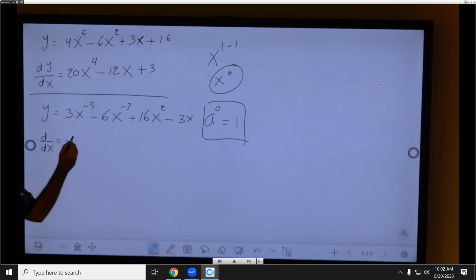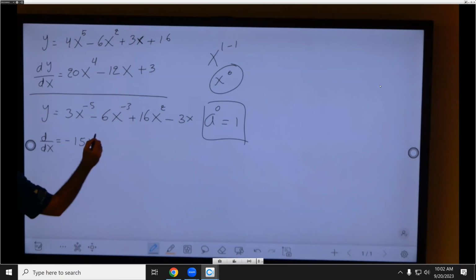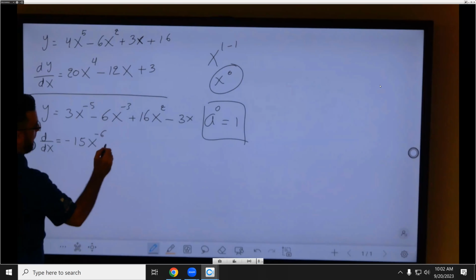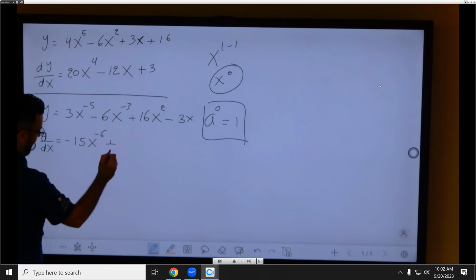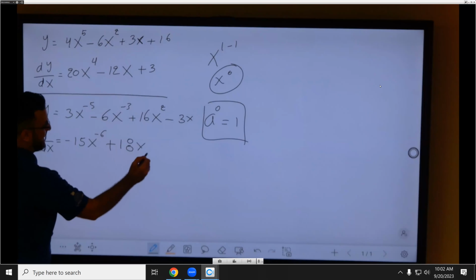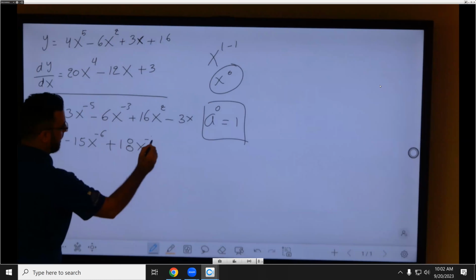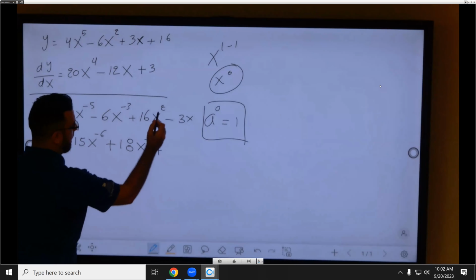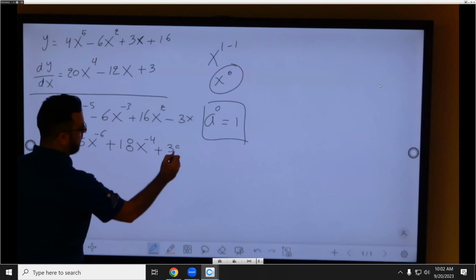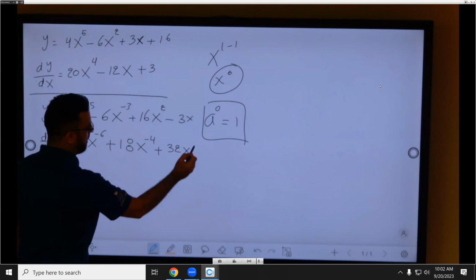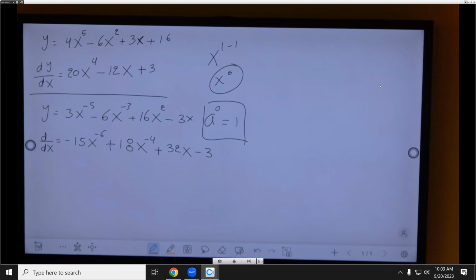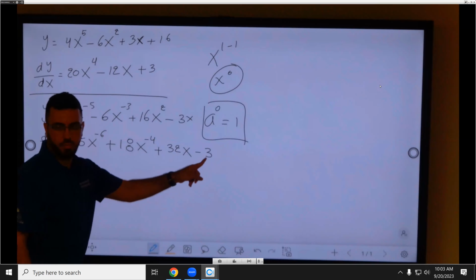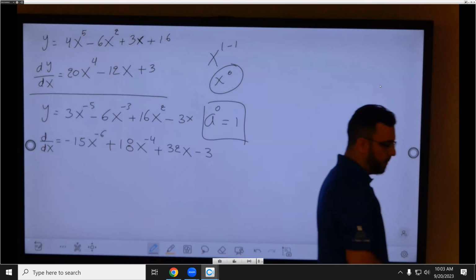Negative 15x to the power of 6. Negative 6, come on. Negative 6 times negative 3, negative 18. Positive, plus. Oh, yeah. 18x to the negative 3 minus 1, negative 4. Negative 4, plus 16 times 2, 32. 32x, 2 minus 1, 1, minus 3, because x is going to be 1 minus 1, which is 0. x to the power 0 is going to be 1. So 3 times 1 is going to be 3. Got it? It's easier now.